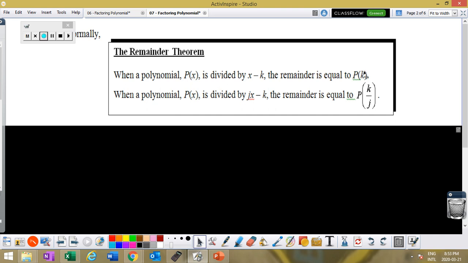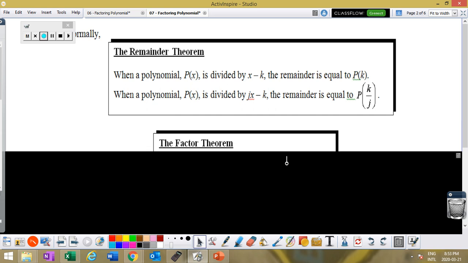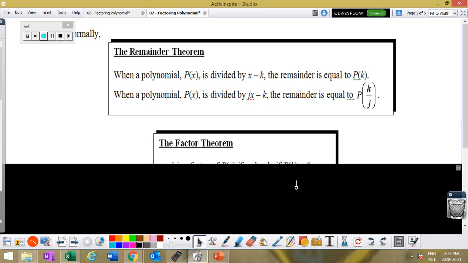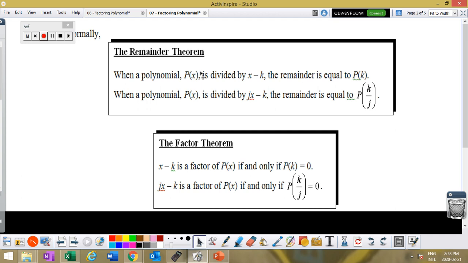It asked you to sub in this k and then do the division by x minus k, and you'd get the same thing. It asked you to sub in k over j and then do the division by jx minus k, and you got the same answer every time. And if you didn't get the same answer, that's a big hint in the assignment. It should come out the same every time, and if you didn't, well, you better go back and take a look because you've made a little error there. But the big deal for us, we don't really care about remainders except remainder 0. We care about if the remainder is 0, we'll know we found a factor. We'll know that x minus k is a factor or jx minus k is a factor.